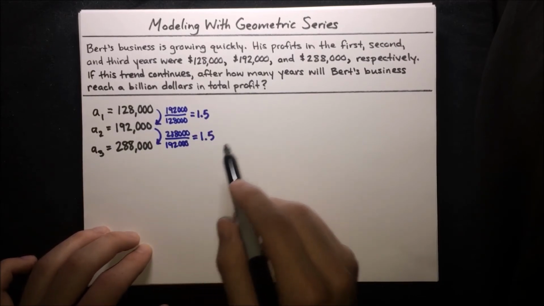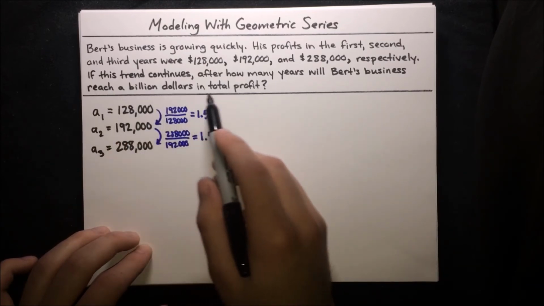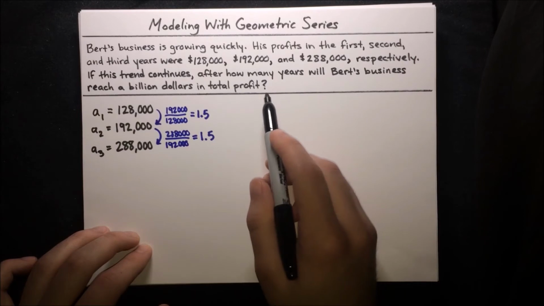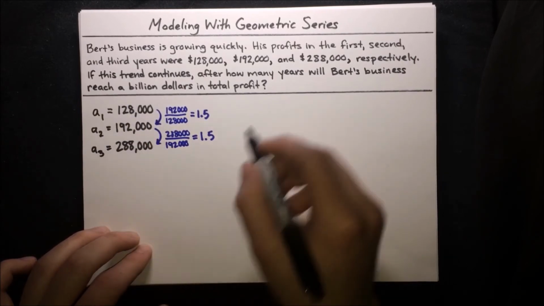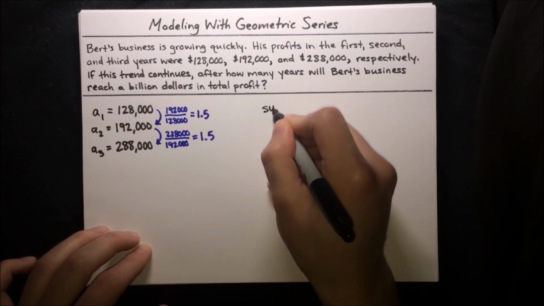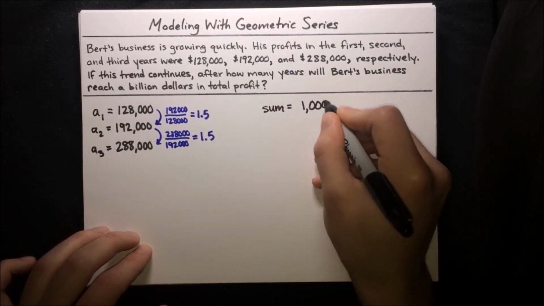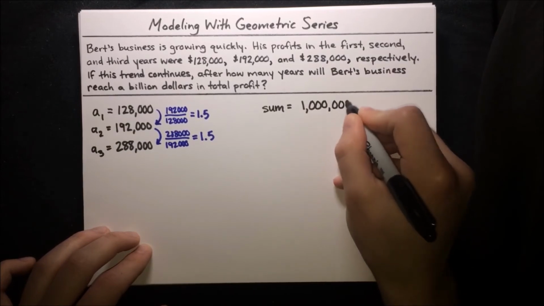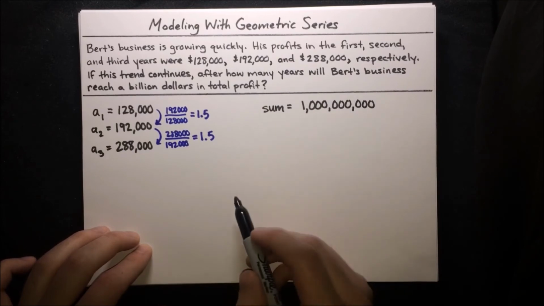Okay, that's great. And we want to figure out how many years it will take for Bert's business to reach $1 billion in total profit. The total profit is just the sum of all the profits for each year, and we want to figure out when that sum equals $1 billion. $1 billion is 9 zeros after the 1. So let's just go ahead and use our sum formula.